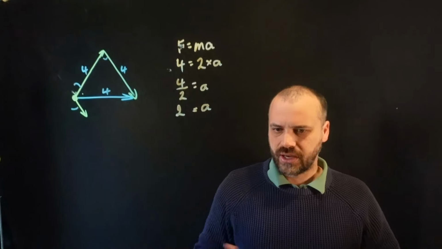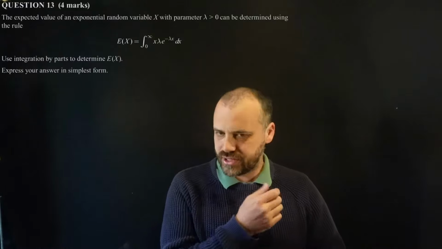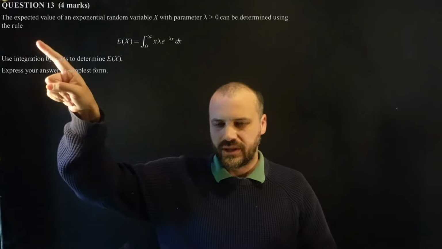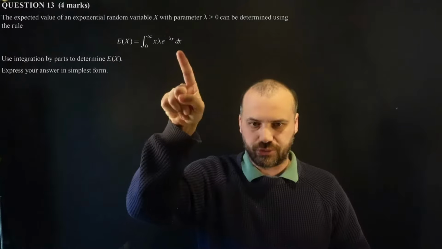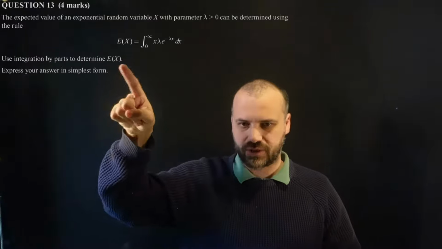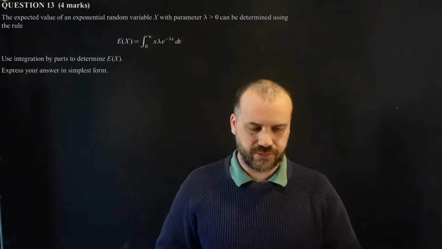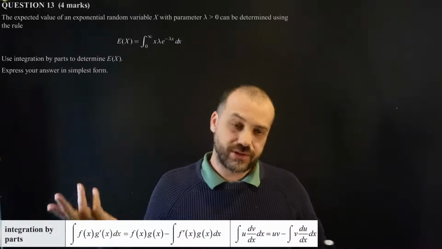Celebrate. Okay, let's move on to some short response questions. So this question's quite kind because they really tell you everything that you need to do. The expected value of an exponential random variable x is given by this rule. All right, so we're given a rule, and then we're told use integration by parts to figure this thing out. So we're told integration by parts, formula sheet, there's integration by parts. Express your answer in simplest form.